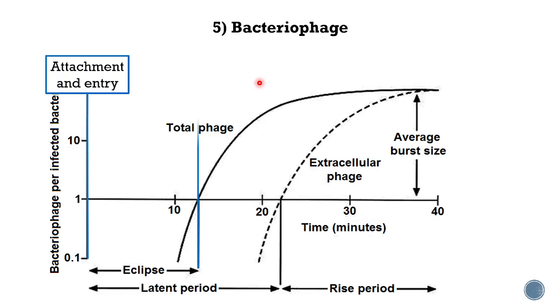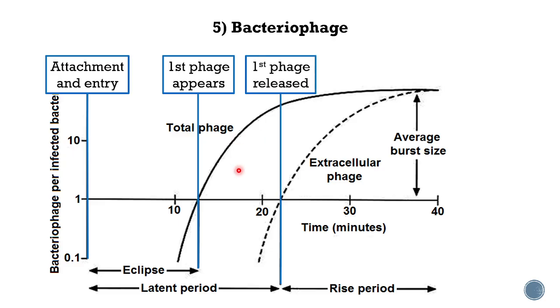So, attachment, entry. This is where the first assembled virus appears inside the host cell. You can see this point where the extracellular phage increases. That corresponds to the release of the phages, so this is where the exit step happens. In between here is the further assembly of more new phages inside the host cell. This will be the end of release, when the number outside the host cell does not increase anymore.